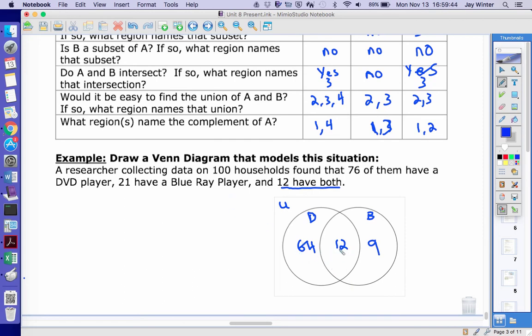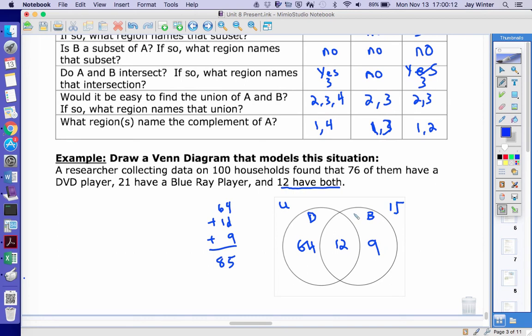Okay, well let's add these numbers up here. 64 and 12 is 76. And then if I add another 9 onto that, that's going to give me 85 as a total. Okay, but the problem is I surveyed 100 households. This only accounts for 85 of the 100 households. So the other 15 must not have any type of device.